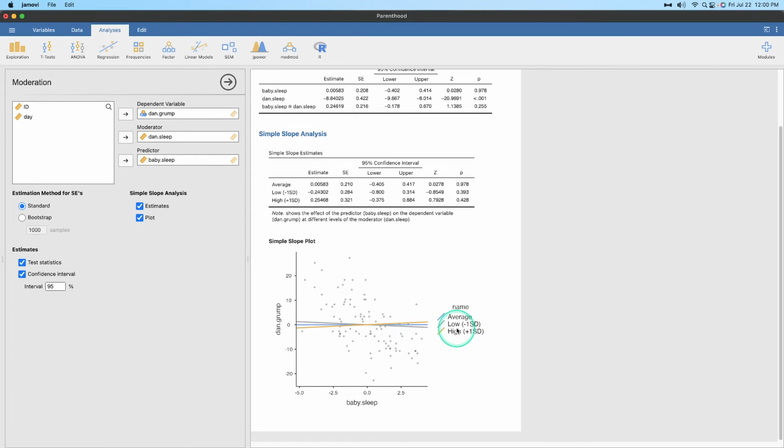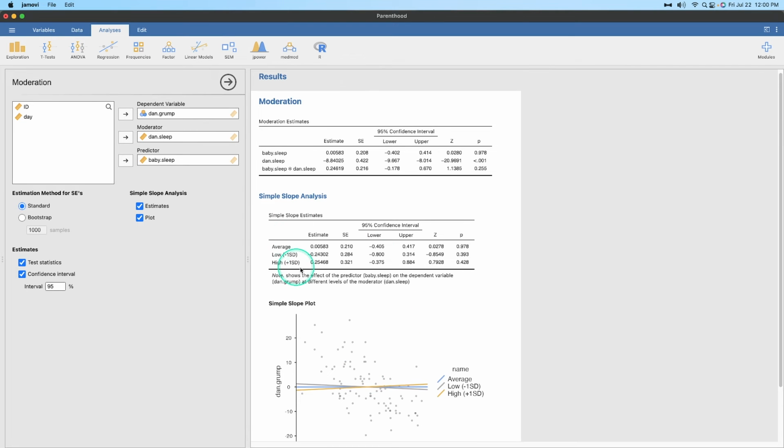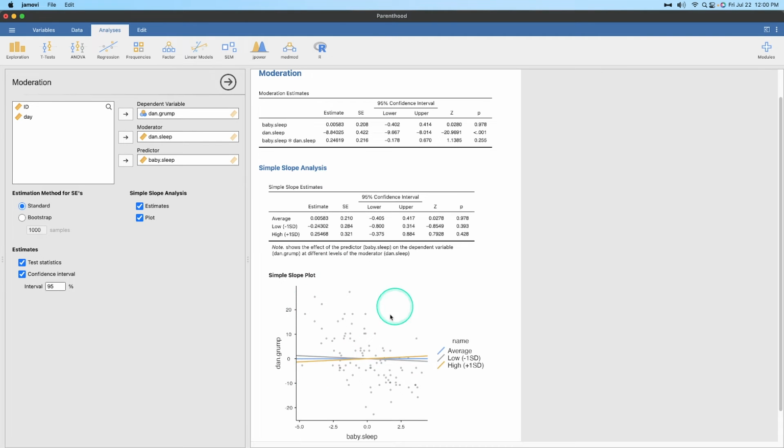So low and high are Dan's sleep. Low is minus one standard deviation and high is plus one standard deviation. So you can see how much changes when he gets a low amount of sleep versus when he gets a high amount of sleep. And these are our simple slopes. So these estimates here are these three values of the slope here. The scatter plot is just the XY values of baby sleep and the amount of grump that Dan gets on the estimate train here. So that's why we get 0 and 0.